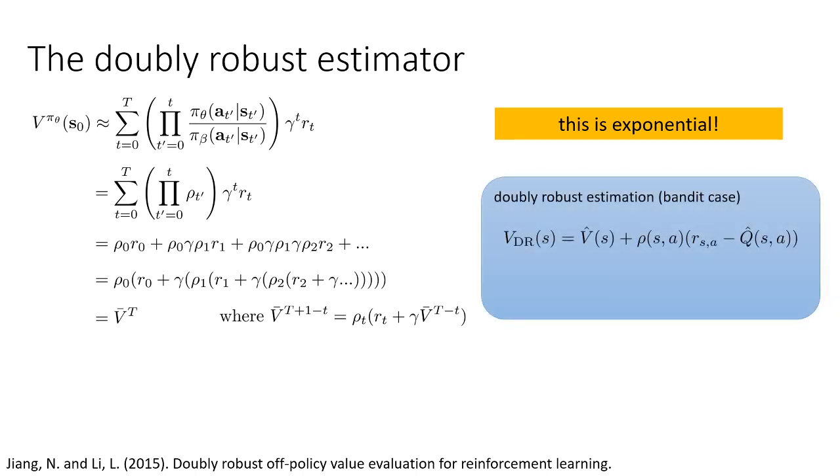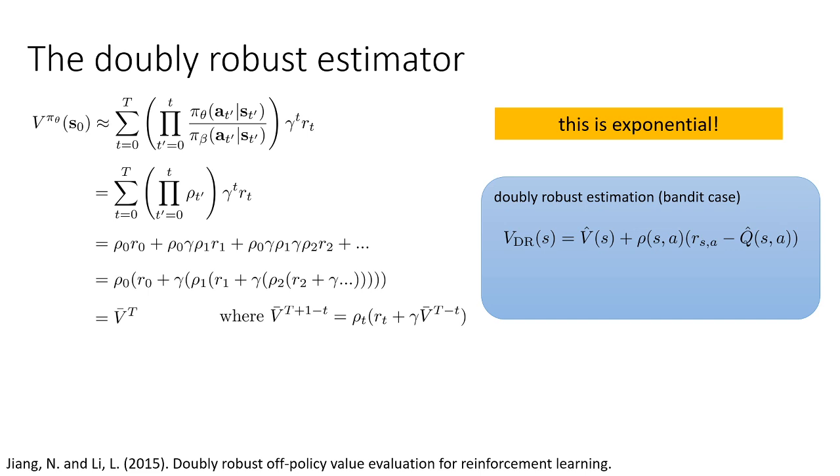So now let's talk about doubly robust estimation. Doubly robust estimation is a little bit easier to derive first in the case of a bandit problem. So in the bandit case, there's only one time step, and all you're trying to do is estimate the reward. Now you can still do this with importance sampling. Doing a bandit with importance sampling is a little weird, but it works, and it gives us the intuition for the multi-step case.